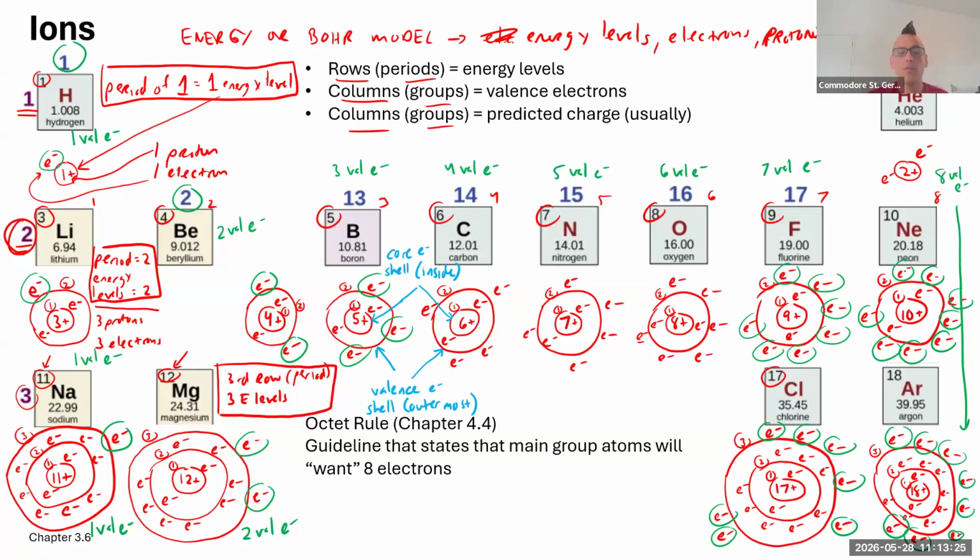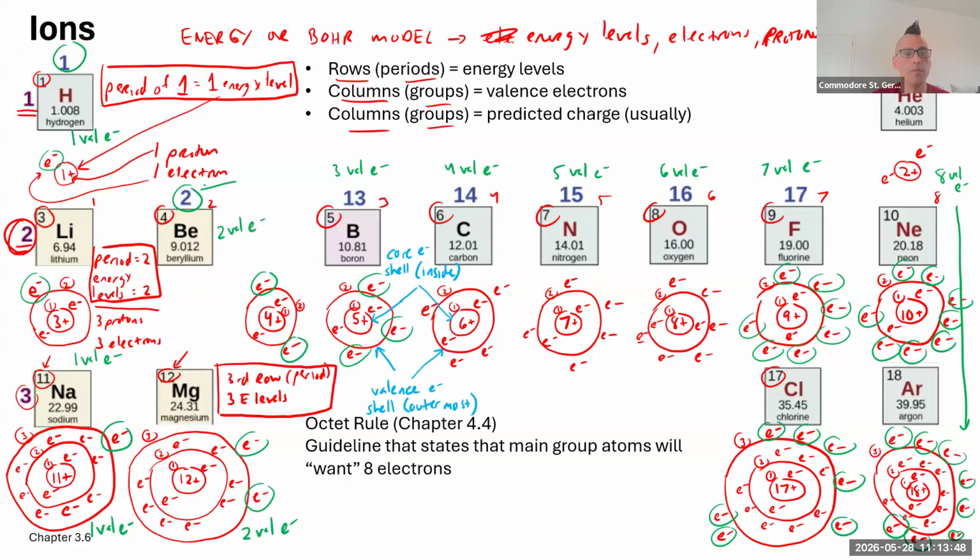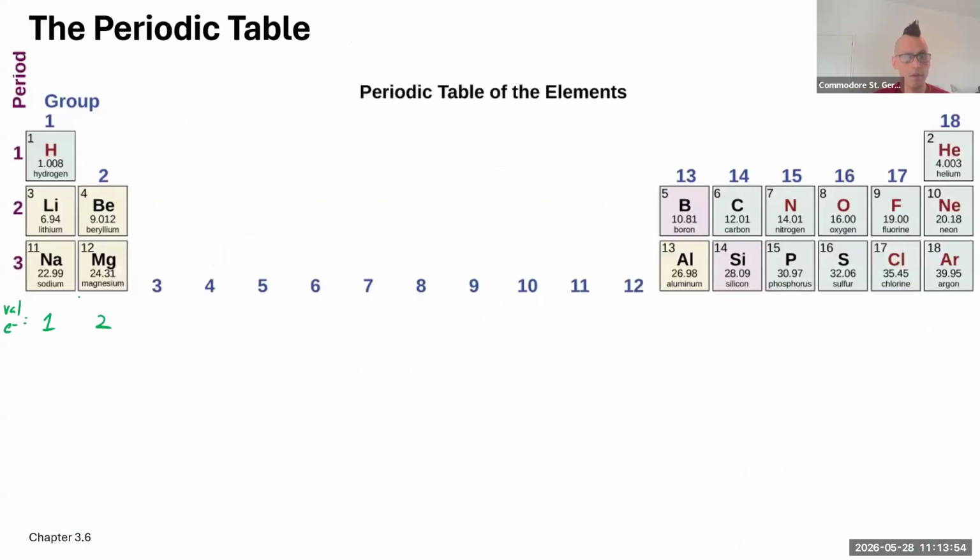All right, so let's fill in this table here. So we'll say valence electrons. Everything in group one is going to have one valence electron. Everything in group two is going to have two valence electrons. That's what we saw, right? For beryllium and magnesium, we had two valence electrons.